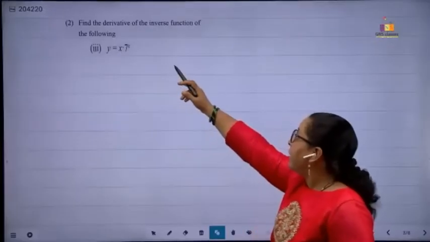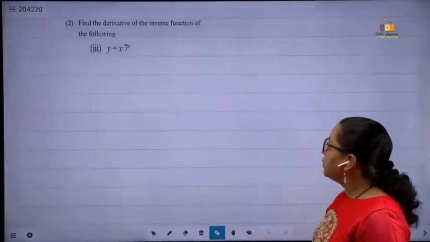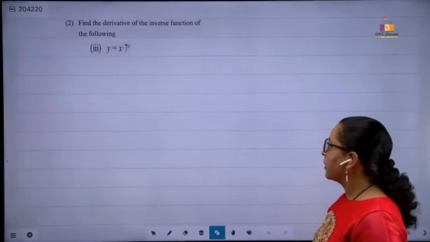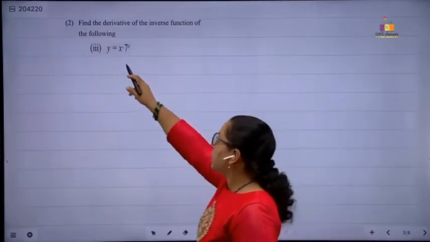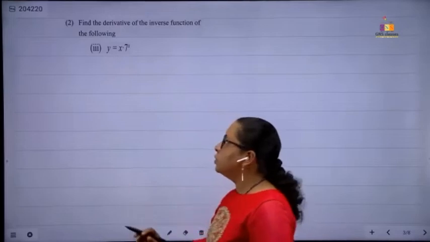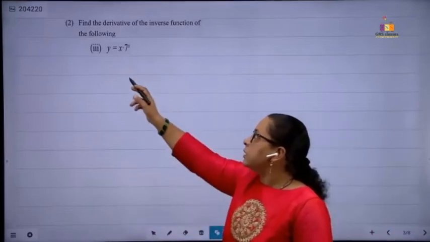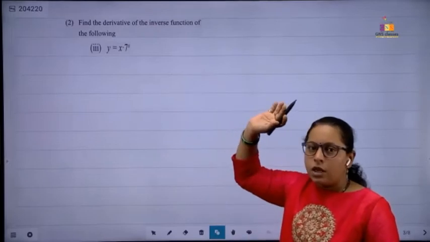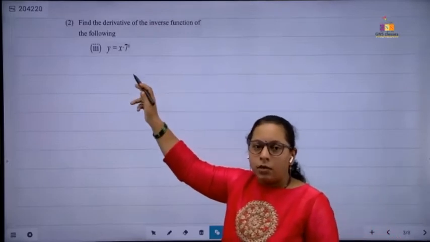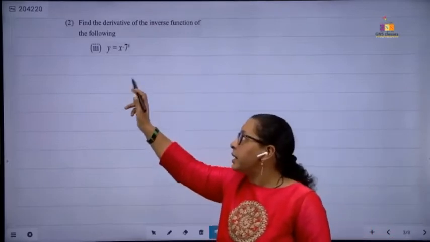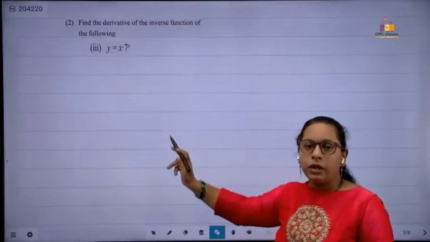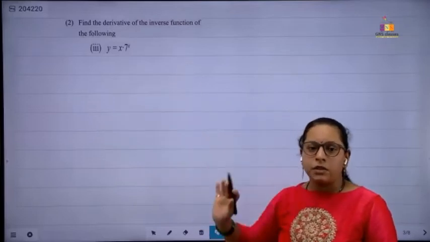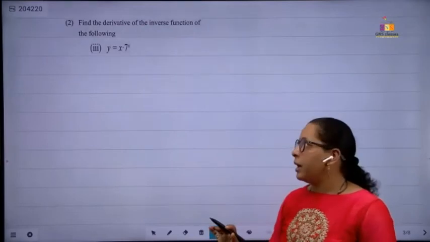Next one, find the derivative of inverse function of the following. Here y is equal to x into 7 raised to x. We can't convert this function in terms of x is equal to f of y. So here we will use directly dx by dy is equal to 1 upon dy by dx. That means first we have to find dy by dx.